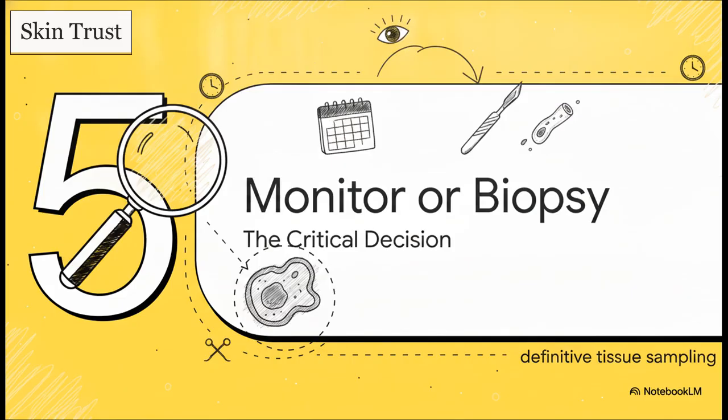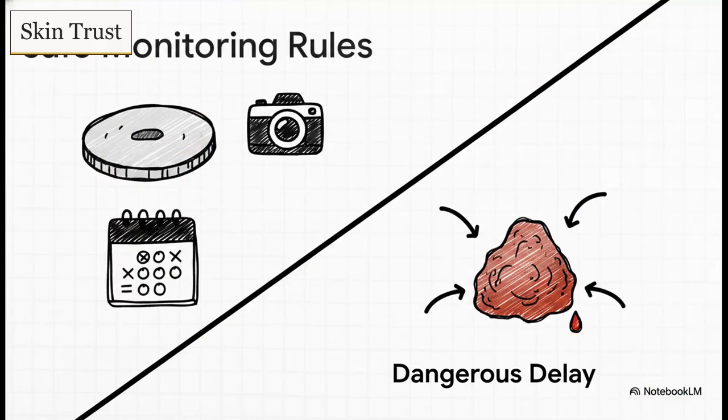Next up is Section 5, the monitor or biopsy decision. This is the critical boundary between safe observation and needing definitive tissue sampling. It is so vital to understand this next point. Monitoring is a deliberate, active clinical intervention. It is never just indecision.